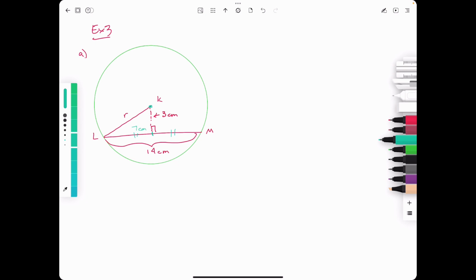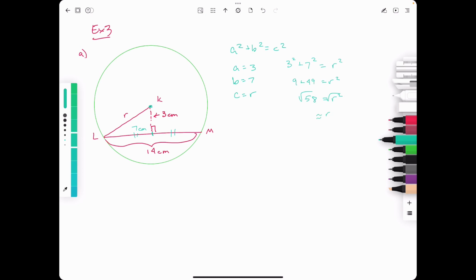Okay, now how can I find R? Basically, the Pythagorean theorem. A squared plus B squared equals C squared. A can be 3, B can be 7, C can be R. So I have 3 squared plus 7 squared must equal r squared. So 9 plus 49 equals r squared. So 58 equals r squared. Square root both sides. R is approximately what?